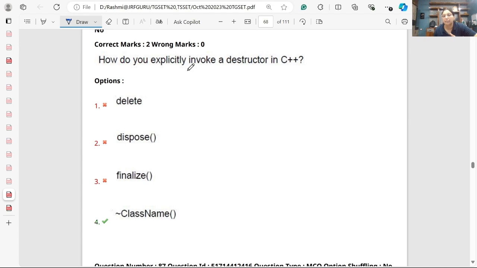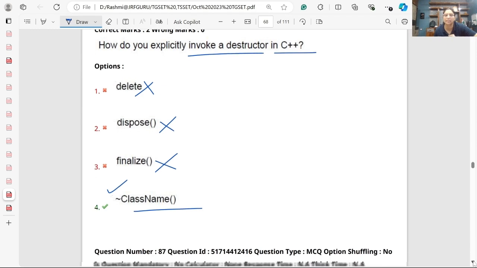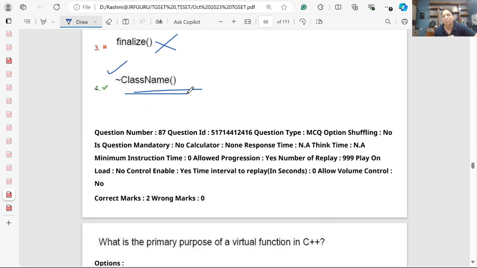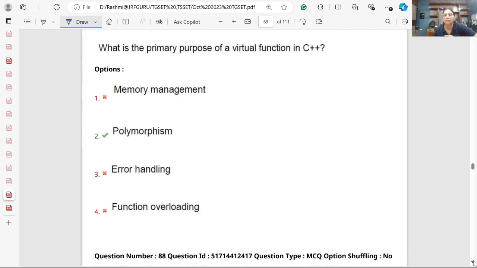How do you explicitly invoke the destructor in C++? By using the class name with the tilde sign. There is no method delete in C++. Dispose is not there. Finalize is not there. Finalize is used in Java programming, but in C++ we have the tilde sign with the class name. It is used to call the destructor.